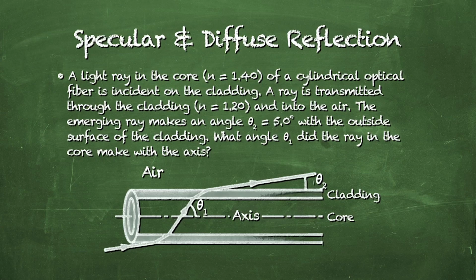So we're going from the axis of the core through the cladding into air. So go ahead and draw your own diagram and list your knowns and unknowns. Start using your equations and get a head start on this question, please.